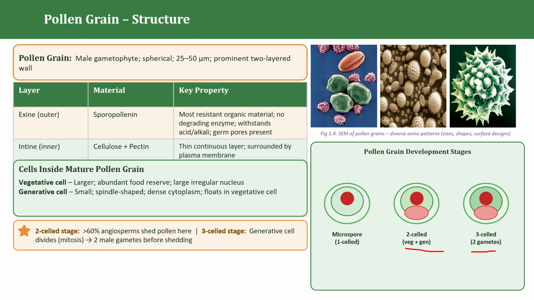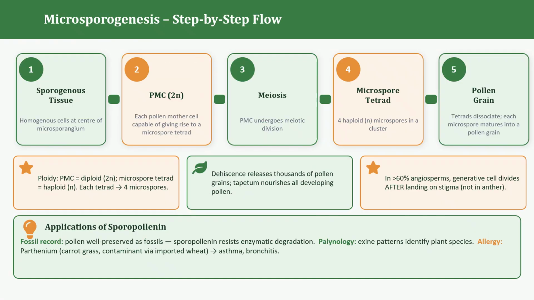Next, let us see microsporogenesis. So step by step we are going to see. The first one is the sporogenous tissue. It forms the pollen mother cell. Then meiosis occurs and it forms the microspore tetrad. And at last the individual mature pollen grains are formed. Let's see this step by step.